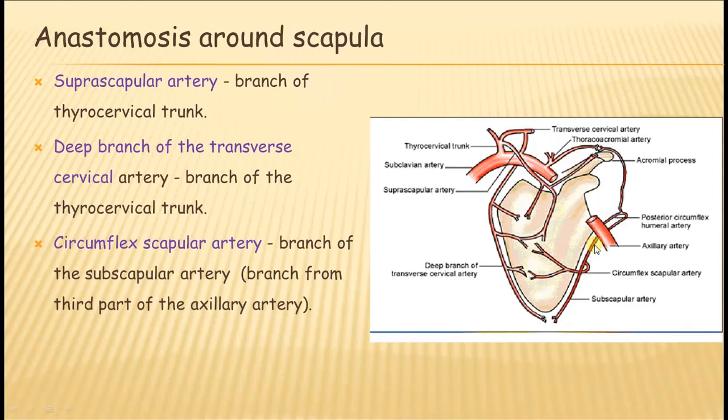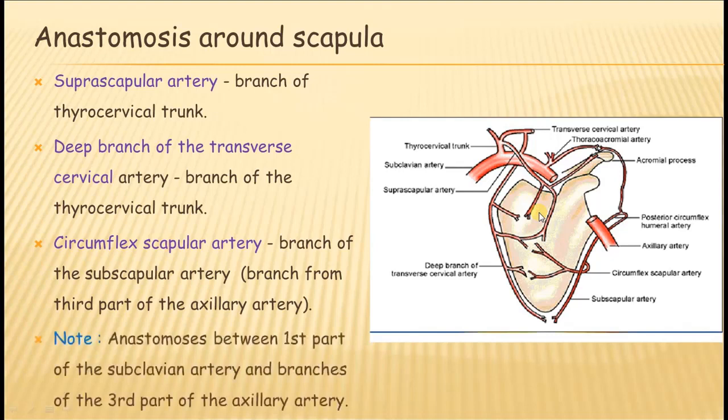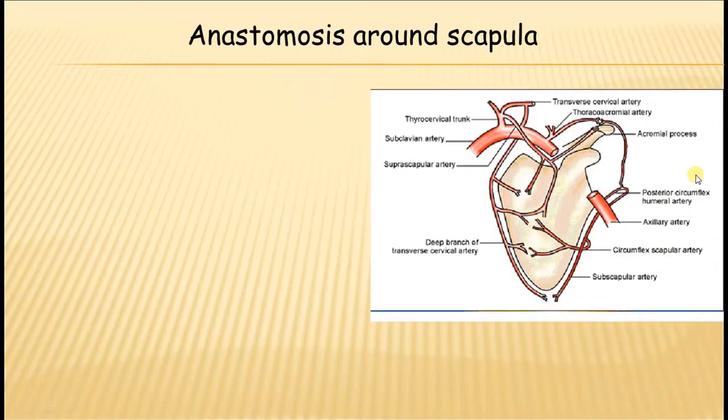The branches of these three arteries ramify over the three fossae of the scapula, that is the subscapular fossa in the front, and the supraspinous and infraspinous fossae behind. Okay. Next, coming to the anastomosis around the scapula, around the acromion process.